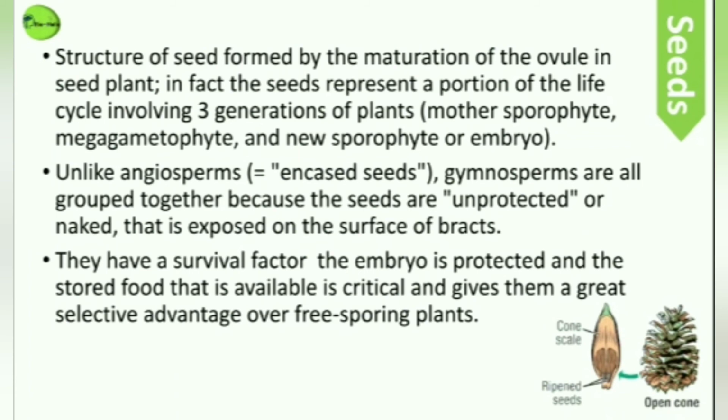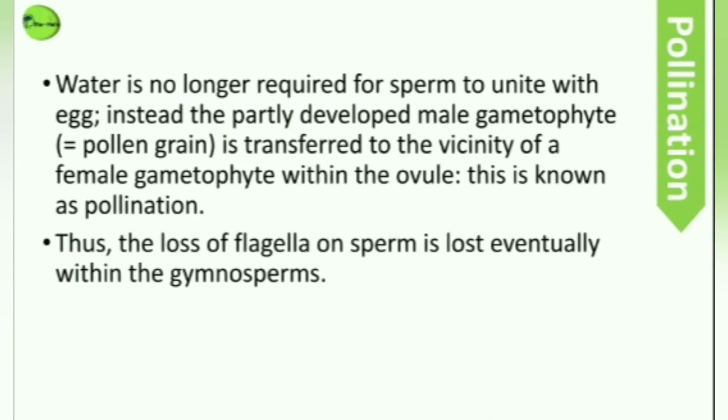Now the pollination. What is pollination? So water is not required for the sperm to unite with the egg, right? Instead, the partly developed male gametophyte is transferred to the vicinity of a female gametophyte within the ovule, and this is called pollination. So thus the flagella on sperm are eventually lost within the gymnosperm.